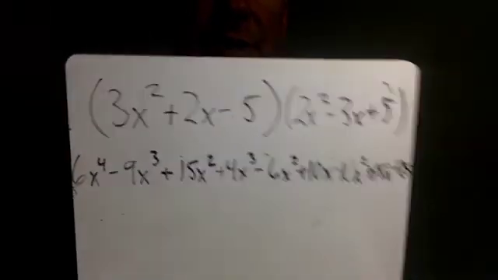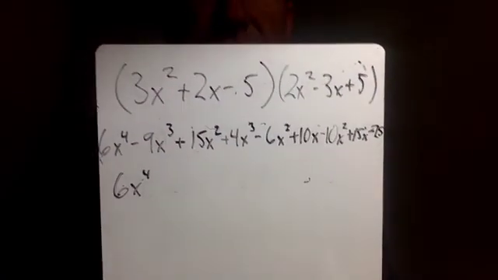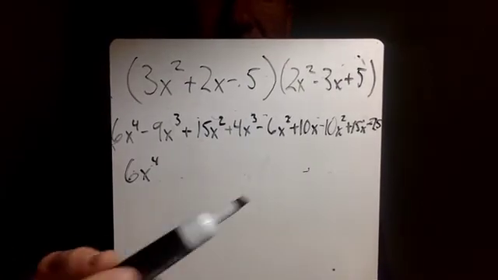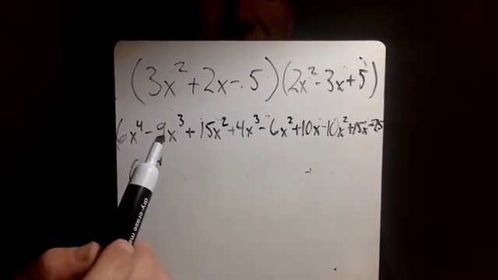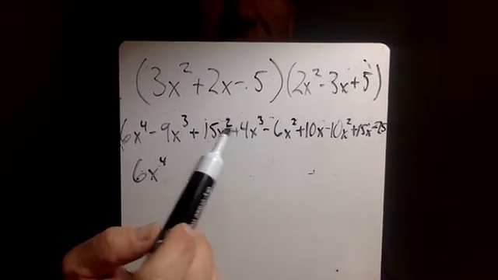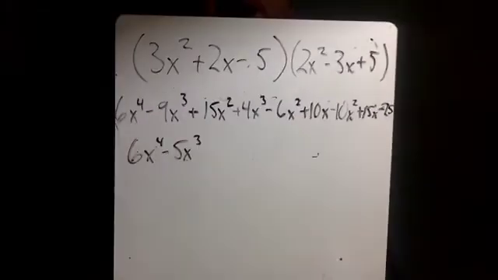All right, there's only one x to the 4th, so 6x to the 4th does not combine with anything. It just stays 6x to the 4th. There's two x to the 3rd terms. There's a negative 9, and there's a positive 4. $9 in debt, you put $4 in that account, you're still in the negative. You're only 5 in the negative, but you're still in the negative.